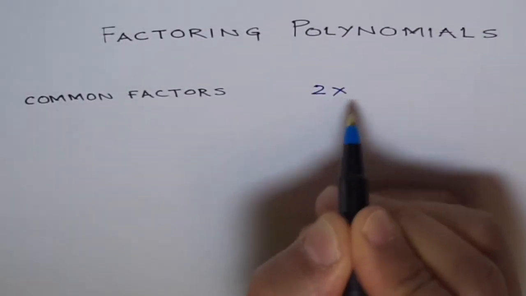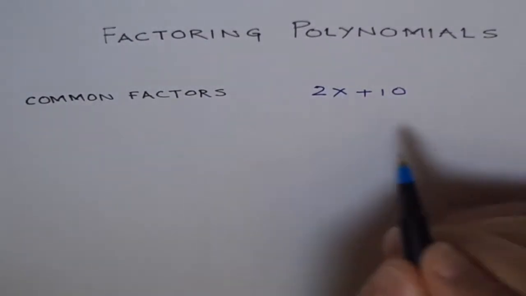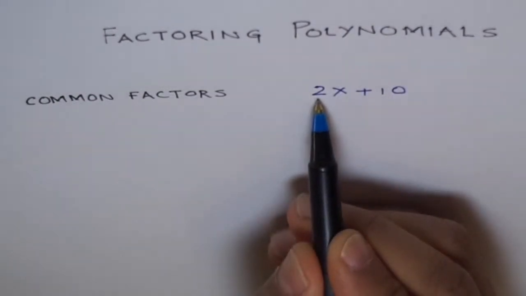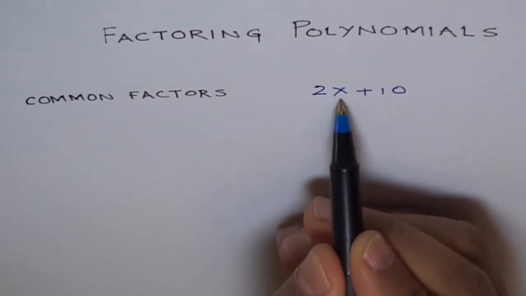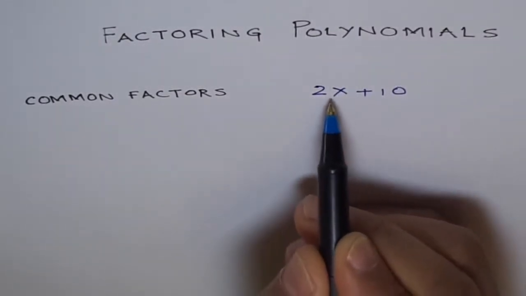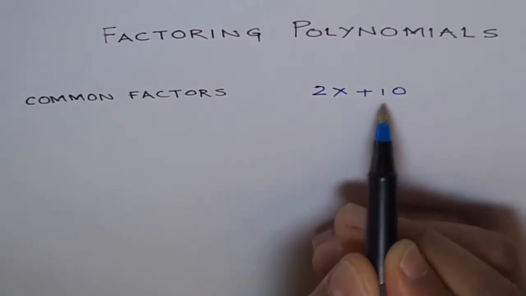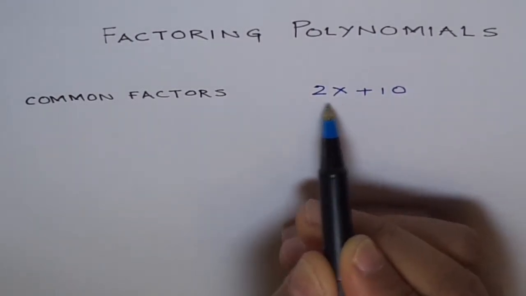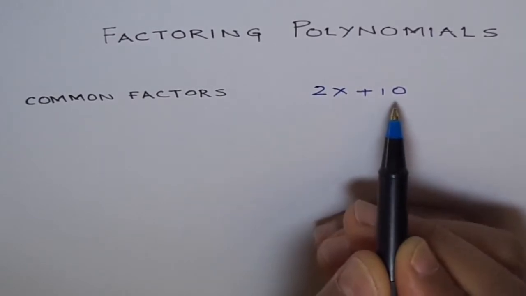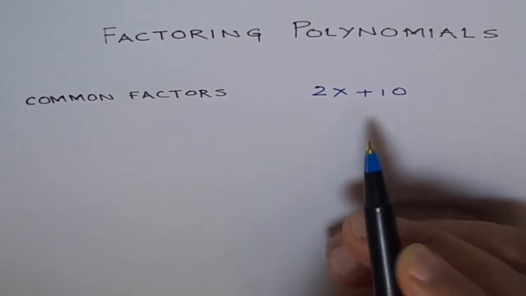Let's say 2x plus 10. Now, in this expression, 2 is coefficient of x. X is a variable. And this expression has got 2 terms. And therefore, this is also called as binomial. When there is only one term, then it is called monomial. And when there are 2 terms, it's called binomial. Okay, this is sum of 2 terms.